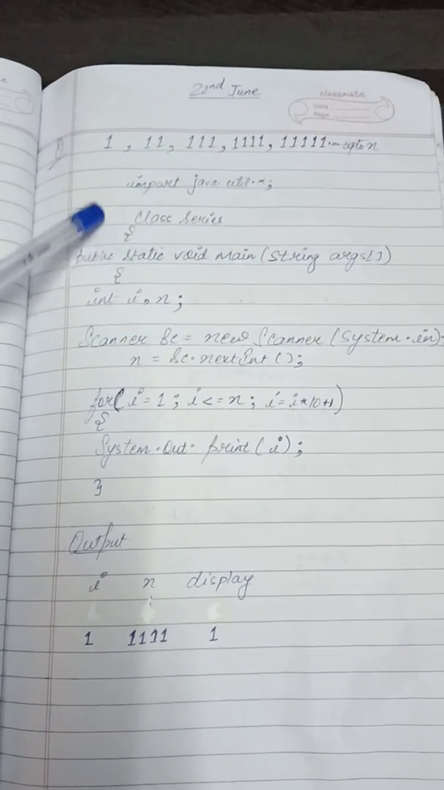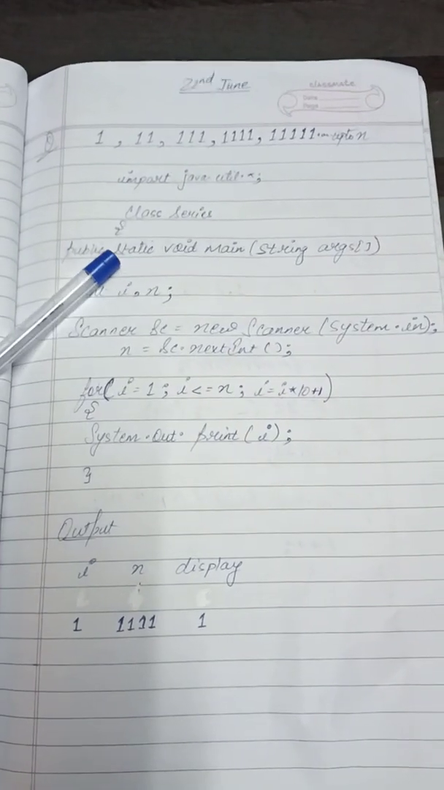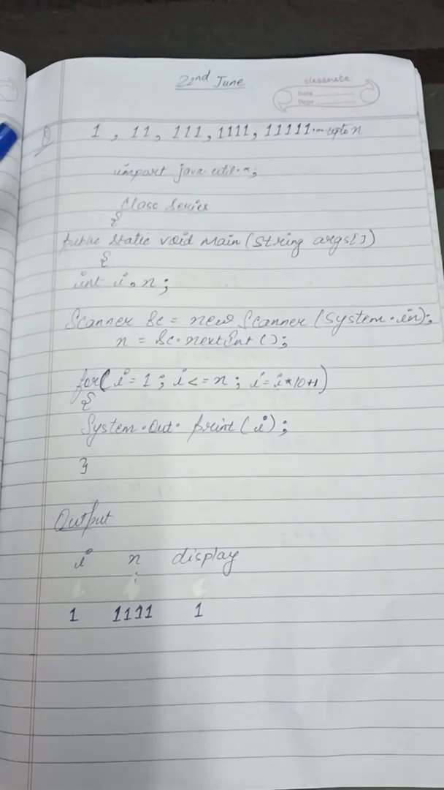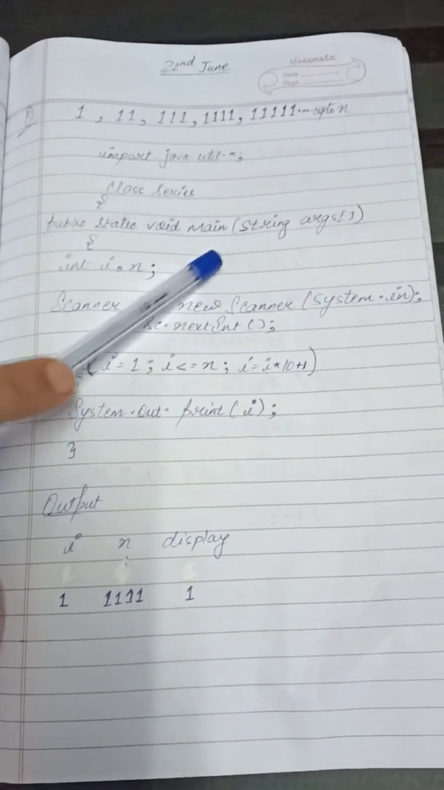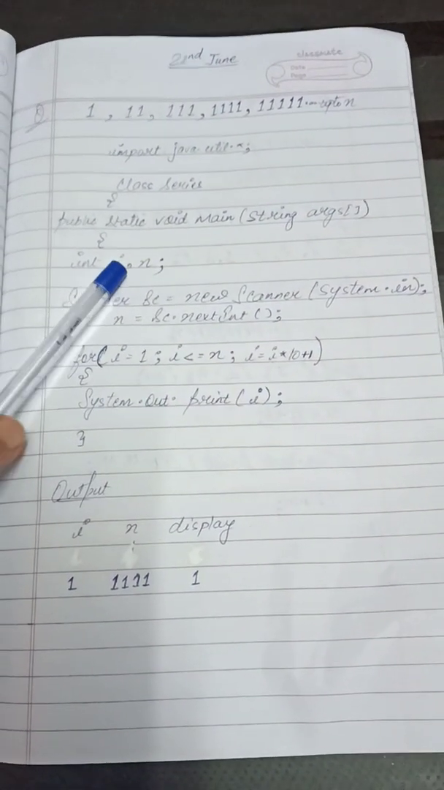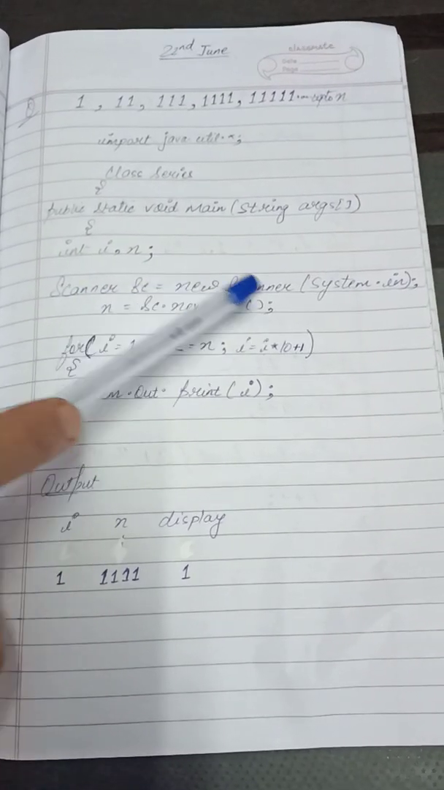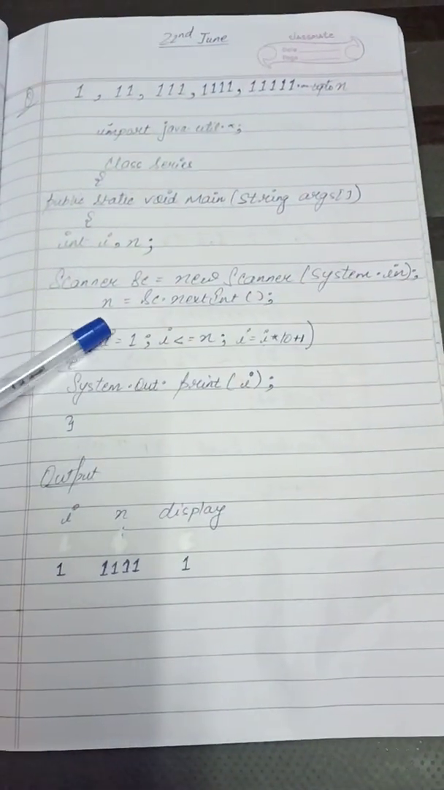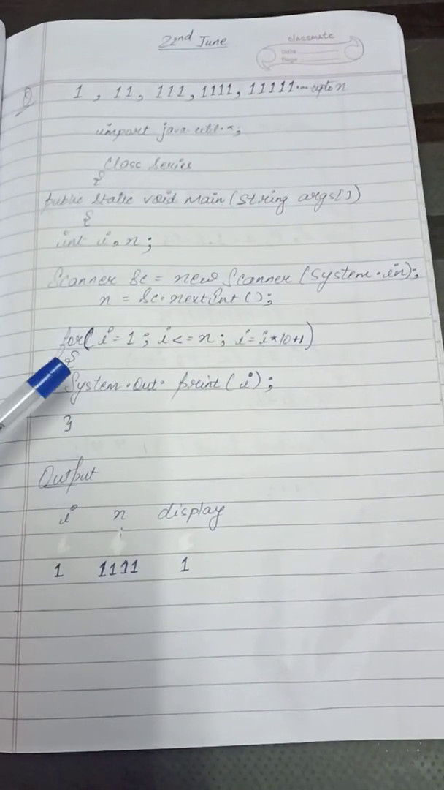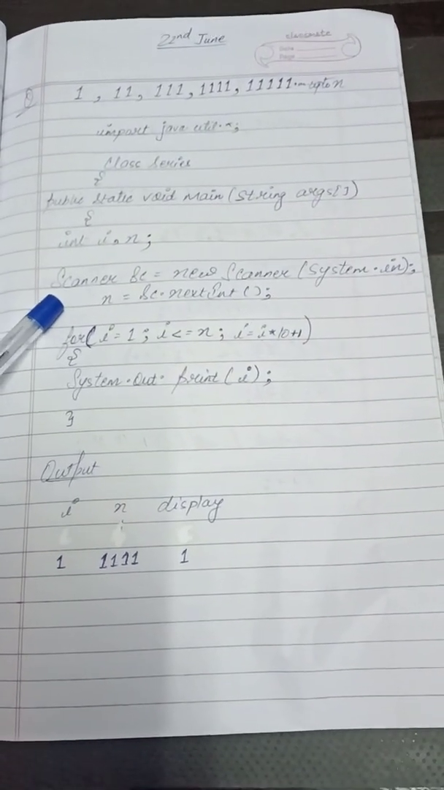So now I have taken util package, import java.util.Scanner class. I have taken series, so I will write class Series, public static void main String args. Int I, n. Now Scanner sc is equal to new Scanner(System.in), n is equal to sc.nextInt(); semicolon. Here I will take the n as user input.